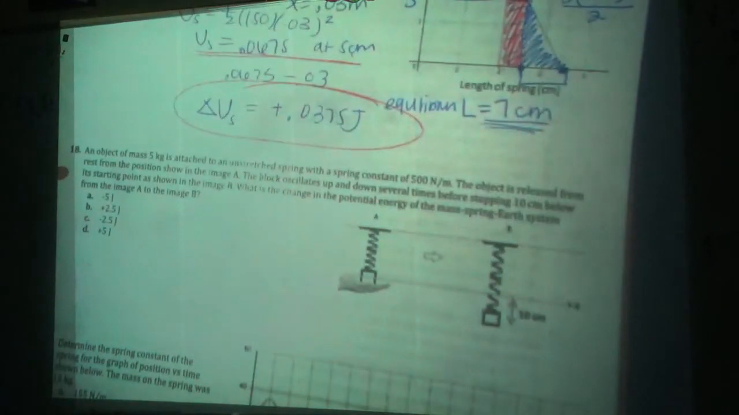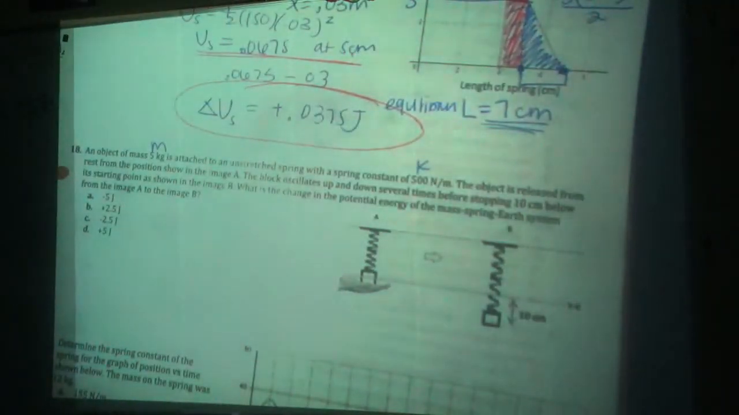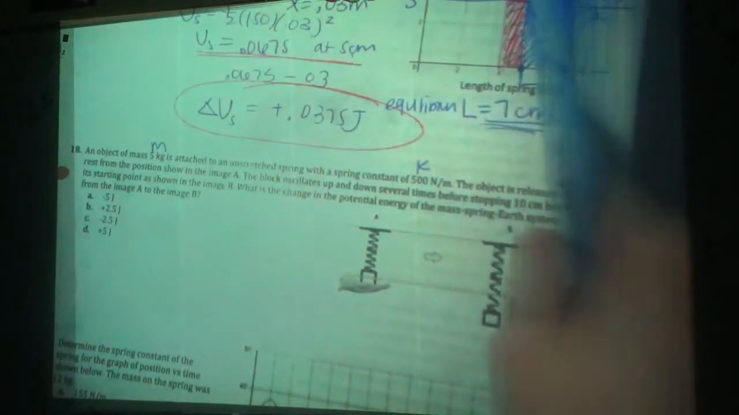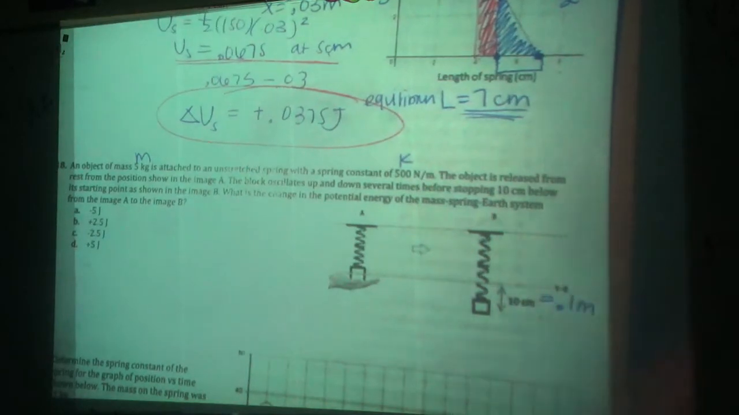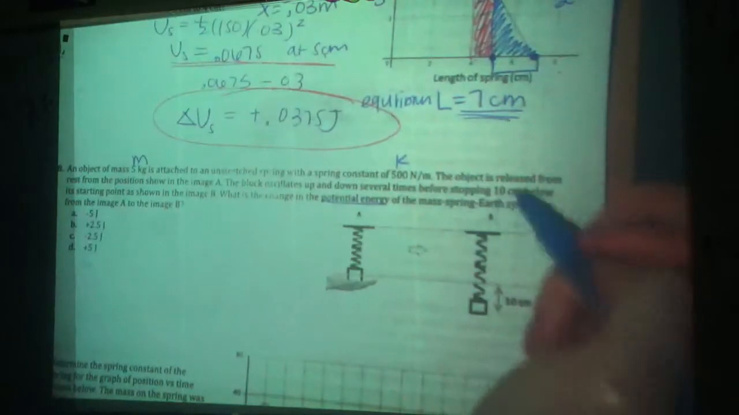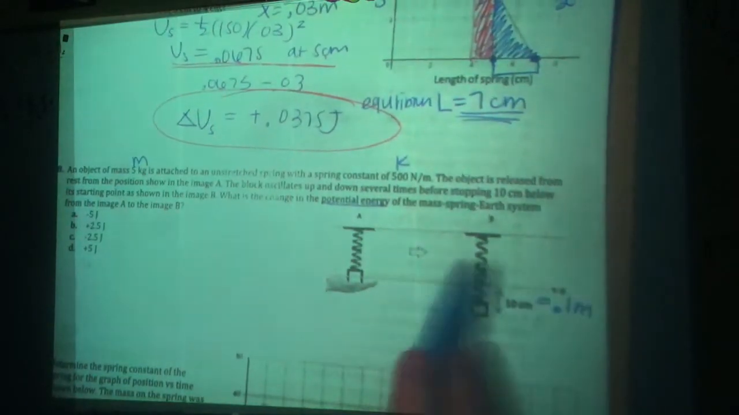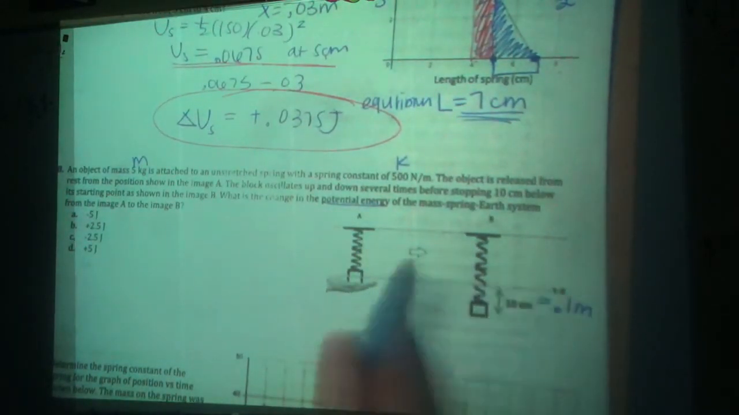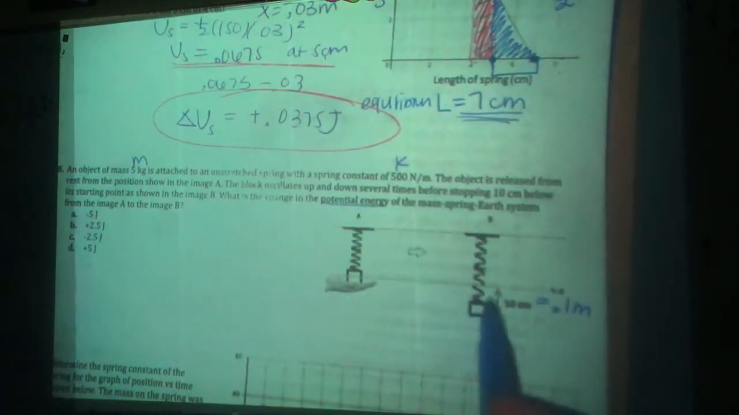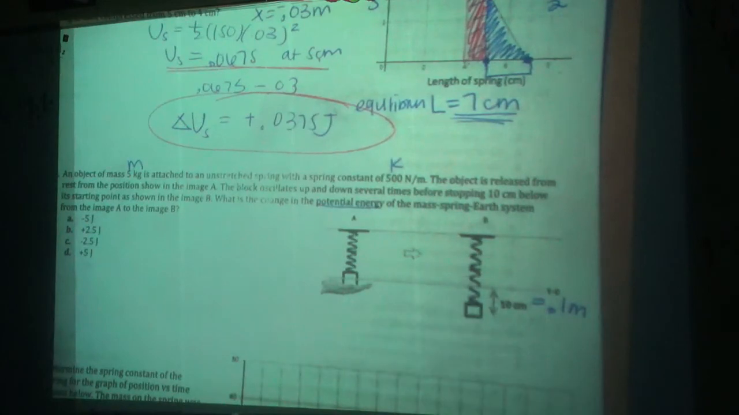We have a mass of 5 kilograms attached to an unstretched spring of spring constant 500, so I've got m and k. It is released from rest and it oscillates up and down several times before it stops 10 centimeters, let's say 0.1 meters, below its starting point. What is the change in potential energy of the mass-spring-Earth system? It's tempting to just say, ooh, spring, 1/2 kx squared, but we also are talking about it falling down, which is also gravitational potential energy, the mgh.